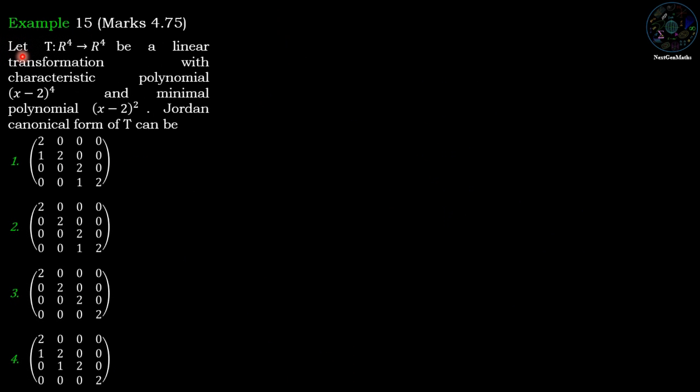Example: let T: R^4 → R^4 be a linear transformation with characteristic polynomial (x − 2)^4 and minimal polynomial (x − 2)^2. Find the Jordan canonical form of T. We have again four matrices as the options. So it is a problem of finding the Jordan canonical form of T using the characteristic polynomial and minimal polynomial.